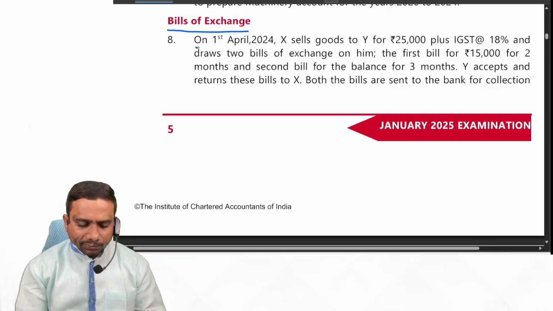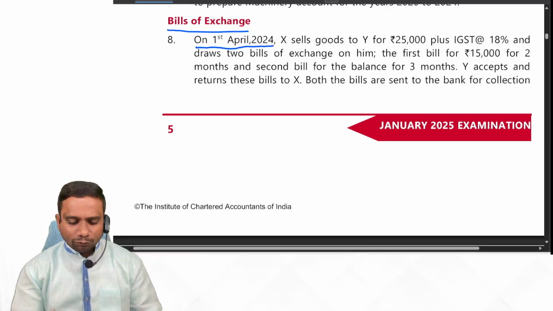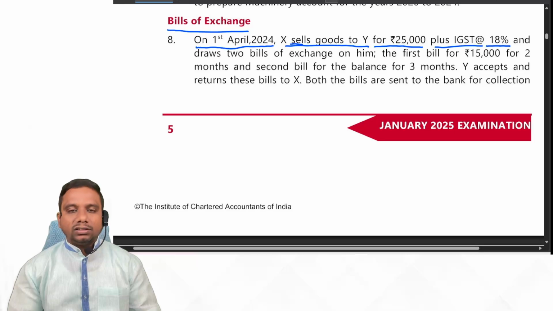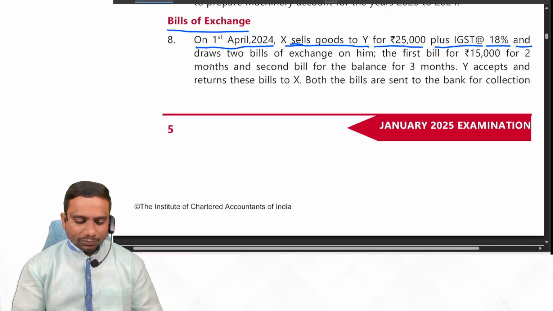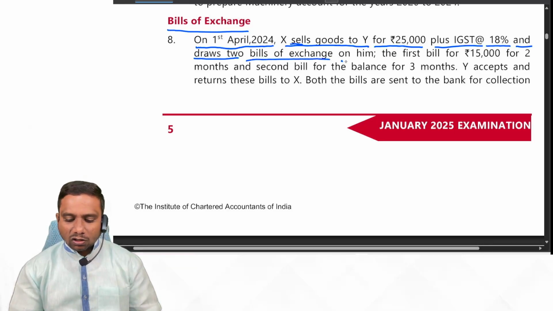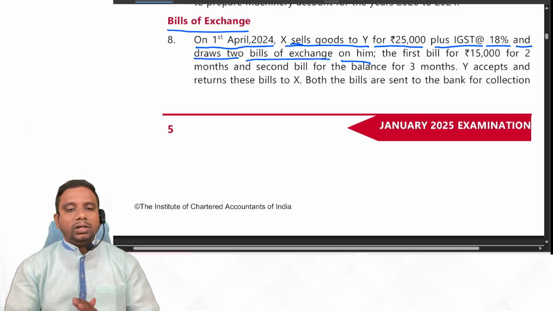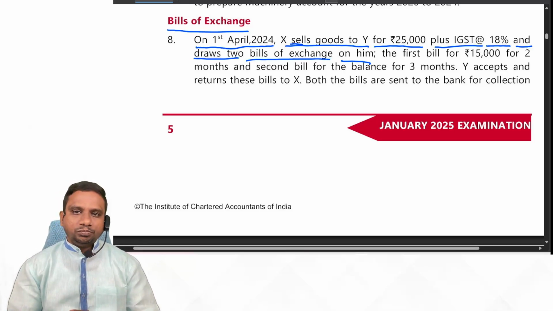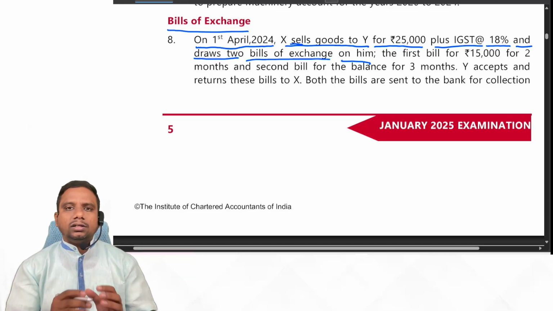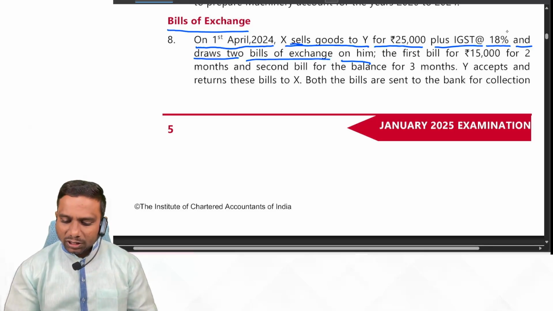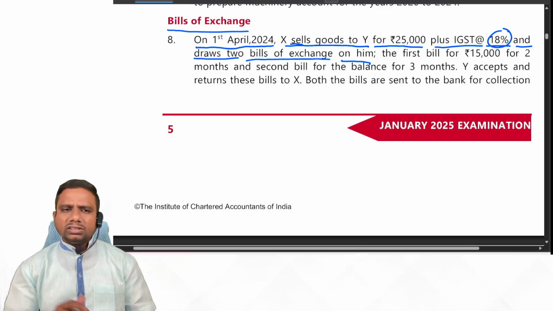First one: on 1st April 2024, X sells goods to Y for 25,000 plus IGST at 18% and draws two bills of exchange on him. First of all, identify whether it is a trade bill or an accommodation bill. Observe here, a sale-purchase transaction happened, so it is a trade bill. Yes or no, students? He also charges IGST.